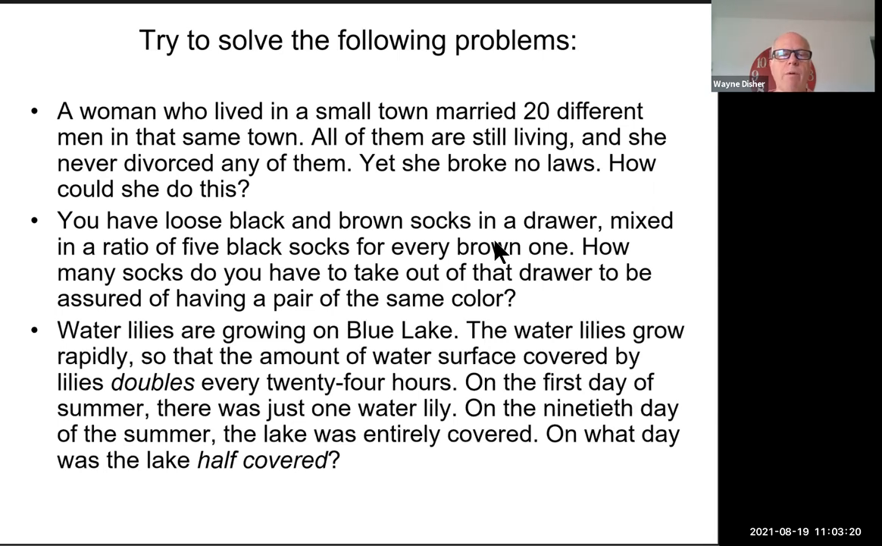The final problem that I'd like to propose to you is you see water lilies that are growing on Blue Lake. The water lilies grow rapidly so that the amount of water surface that's covered by the lilies doubles every 24 hours. Now, on the first day of summer, there was just one water lily. On the 90th day of summer, the lake was entirely covered. On what day was the lake half covered? If you want to pause, do so again.